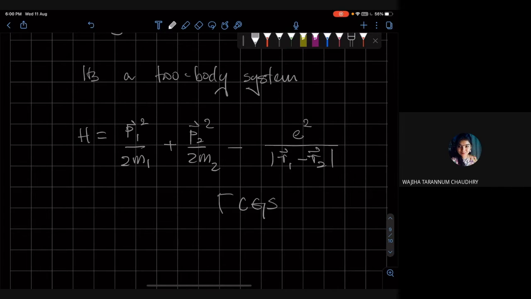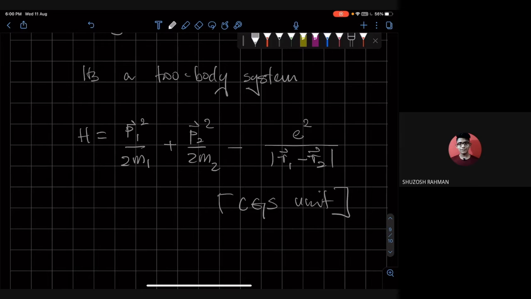CGS unit. How do we know it's a CGS unit? What would be the difference if it was an MKS unit? What else would I have to do? MKS is kilogram meter second, and CGS is centimeter gram second. Yeah, but would the equation look like this?